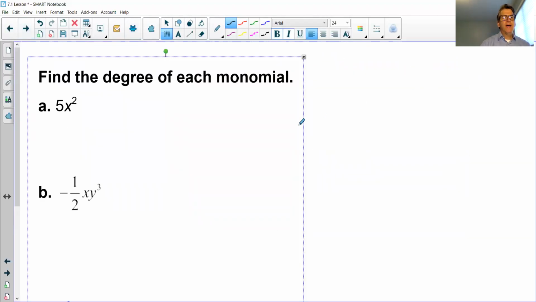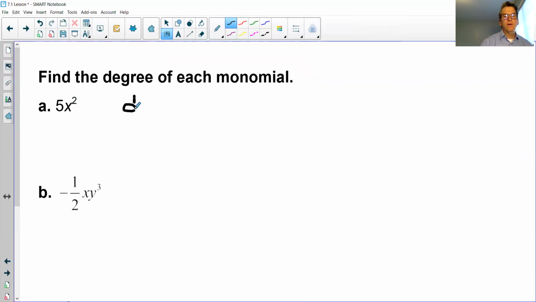It says find the degree of each monomial. Okay, so the exponent here is 2. If the exponent is 2, the degree is 2. So the degree is 2. The exponent is 2, the degree is 2.